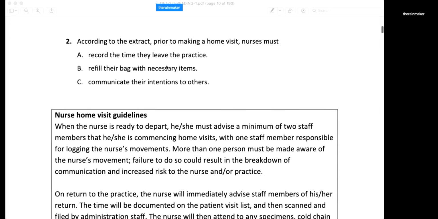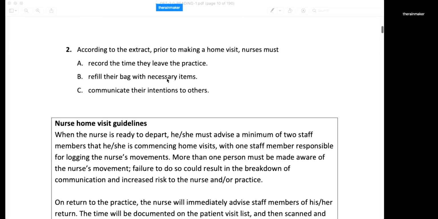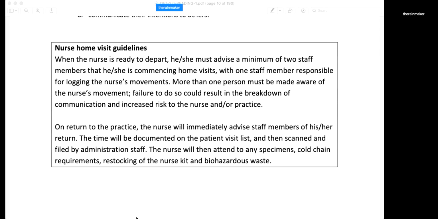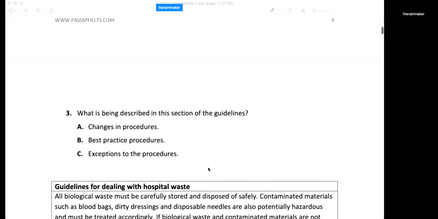This is nursing, clearly. Now, this one also has a certain level of predictability. "According to the extract, prior to making a home visit, nurses must record the time they leave the practice, refill the bag with necessary items, communicate their intentions to others." Actually, they all sound correct. So let's do the signposting thing that I told you about. "When the nurse is ready to depart, she must..." Okay, already the answer is there. Done, finished. If it's given in your first line or in the first paragraph, you're lucky.